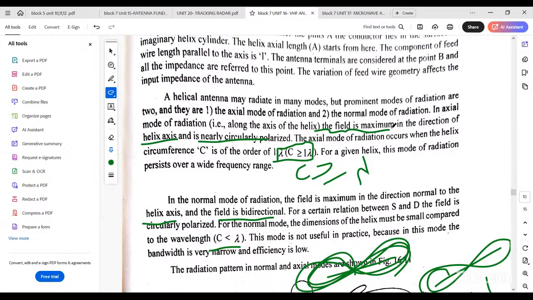In one I write C greater than or equal to 1 lambda, in the other C is lesser than lambda, and then mention 3 formulas. What are the 3 formulas? Impedance formula, half power bandwidth, and another formula, directivity. If you write up to here, you will get 10 marks for helical antenna. What is our topic? Helical antenna. Next topic we will discuss is parabolic reflector.